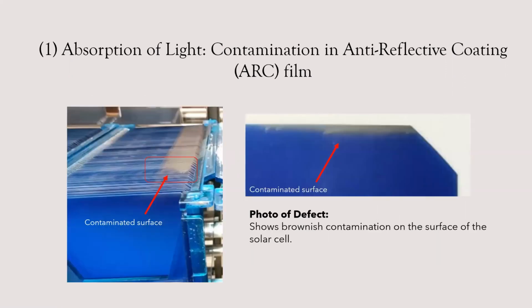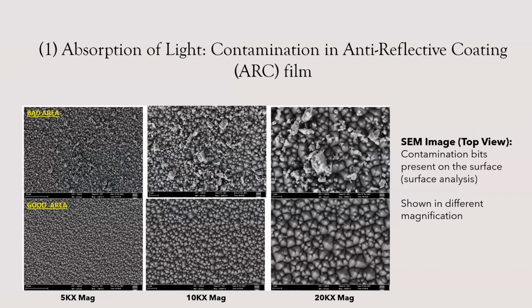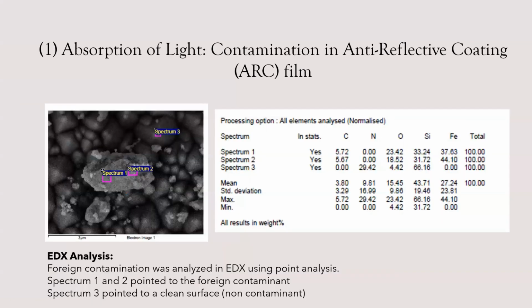In this sample, an unknown brownish contamination is seen on the sunny side surface of the solar cell. The microscopic image of the contaminated area is seen to have a dusty appearance, but we don't know what it is. With the help of SEM-EDX equipment, a clear SEM image is captured showing that the contamination lies on top of the anti-reflective film. The images are shown in different magnifications.